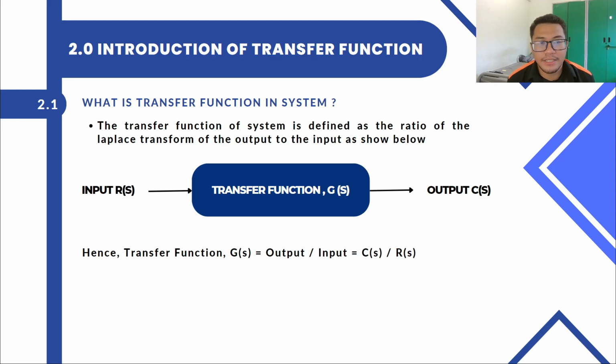So today, I will give you an introduction of transfer function. What is transfer function in a system? The transfer function of a system is defined as the ratio of the Laplace transform of the output to the input, as shown below. So the formula of transfer function is G(s) equals output C(s) over input R(s).